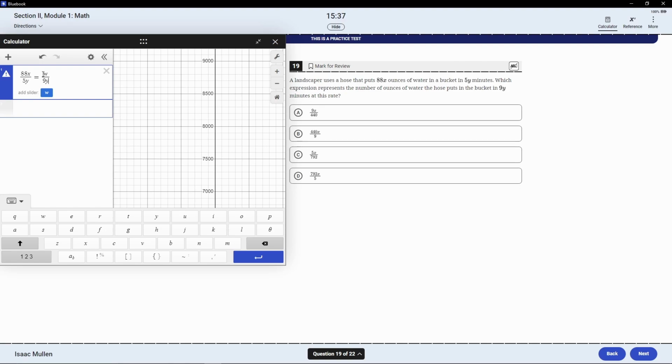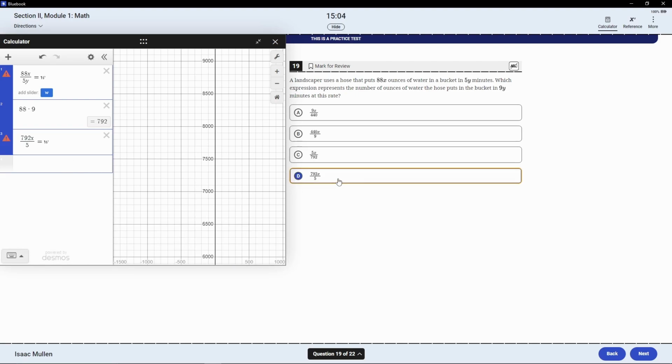To get w, the amount of water, by itself, we're going to have to multiply each side by 9y. 88 multiplied by 9, I don't know this off the top of my head, is 792. And it's going to be 792xy over 5y is equal to w. However, the y's are just going to cancel out here, so we have 792x over 5 is equal to w. Do we see this? And yes, we do. So boom, it is D.